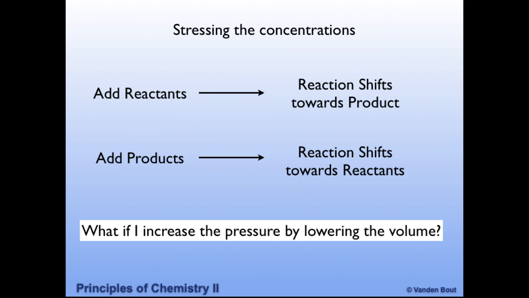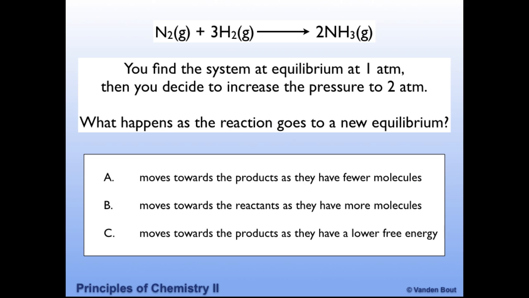Look at another question now, which is what happens if you increase the pressure of the system by changing the volume. So now you find the same system at equilibrium, it's at one atmosphere, then you decide to compress the system and the pressure is increased to 2 atmospheres. What happens as the reaction goes to the new equilibrium? Does it move towards the products? Does it move towards the reactants? Or does it move towards the products because they have a lower free energy? So we have to decide on the reason and the direction here. You can pause it, think about it, and then the answer will appear.